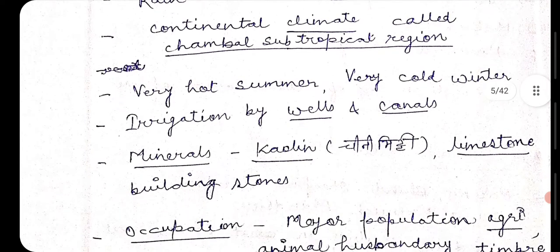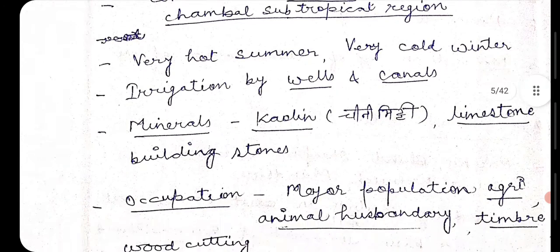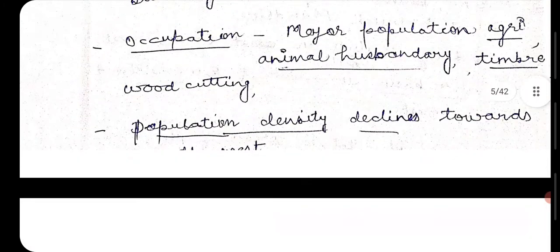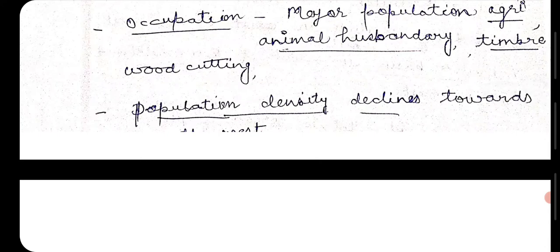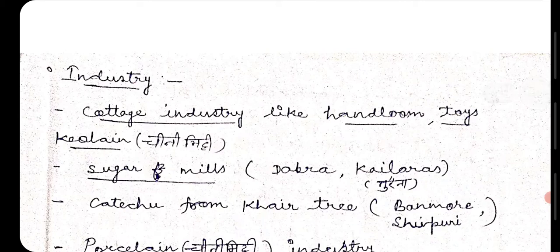Minerals: kaolin, which means chini ki mitti, limestone, building stones. Occupation: agriculture, animal husbandry, timber, wood cutting. Population density declines towards the southwest. Industry: cottage industry like handloom, toys, and kaolin.